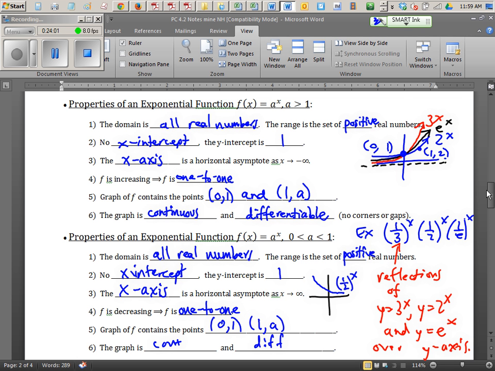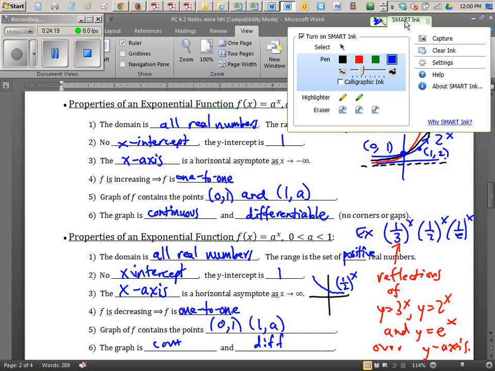The only thing that happened between my first set of properties and my second set of properties is I did fraction bases, and that just means reversed. It's not a big deal. It's just literally flipped over the y-axis. Now, if I had not taught you transformations, then I would have spent a good 20 minutes on that.